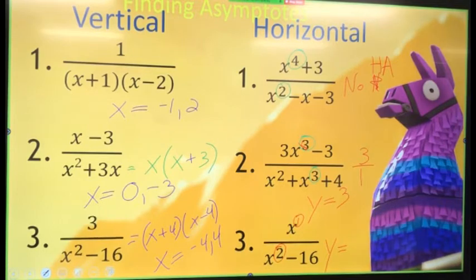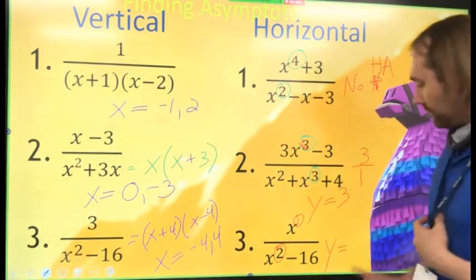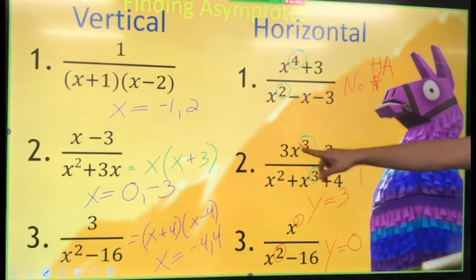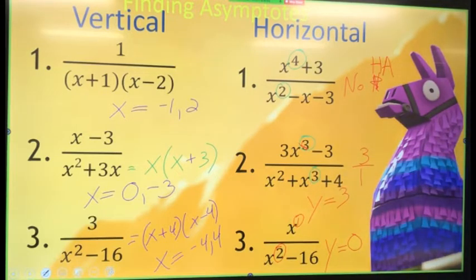When the denominator is greater, y equals 0. The numerator is greater, no horizontal. The denominator is greater, y equals 0. If they're equal, take the coefficients. That's how you're going to find your horizontal asymptotes.